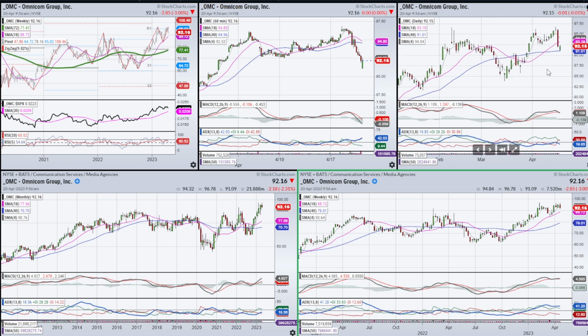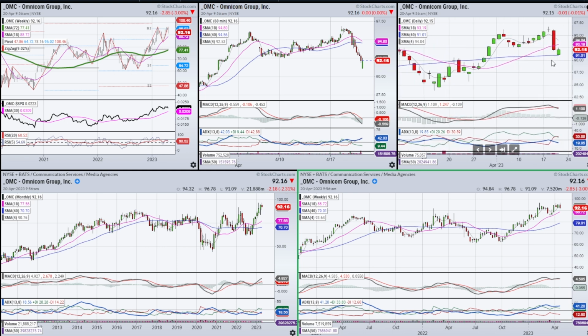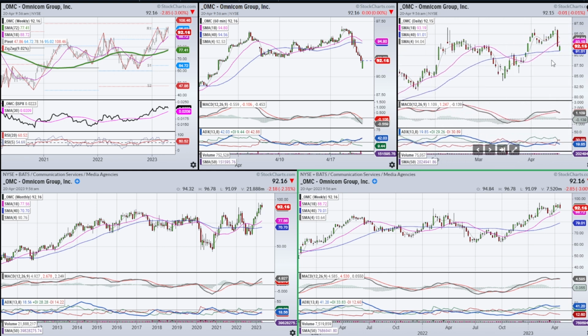Notice the big red bar that showed up on the daily chart here recently. That just kind of tells me that a little bit of profit taking place. We've got a little bit of resistance up there in the higher 90s. I think this needs a little bit more time. I would keep this on my watch list based on what's going on the monthly chart, though.